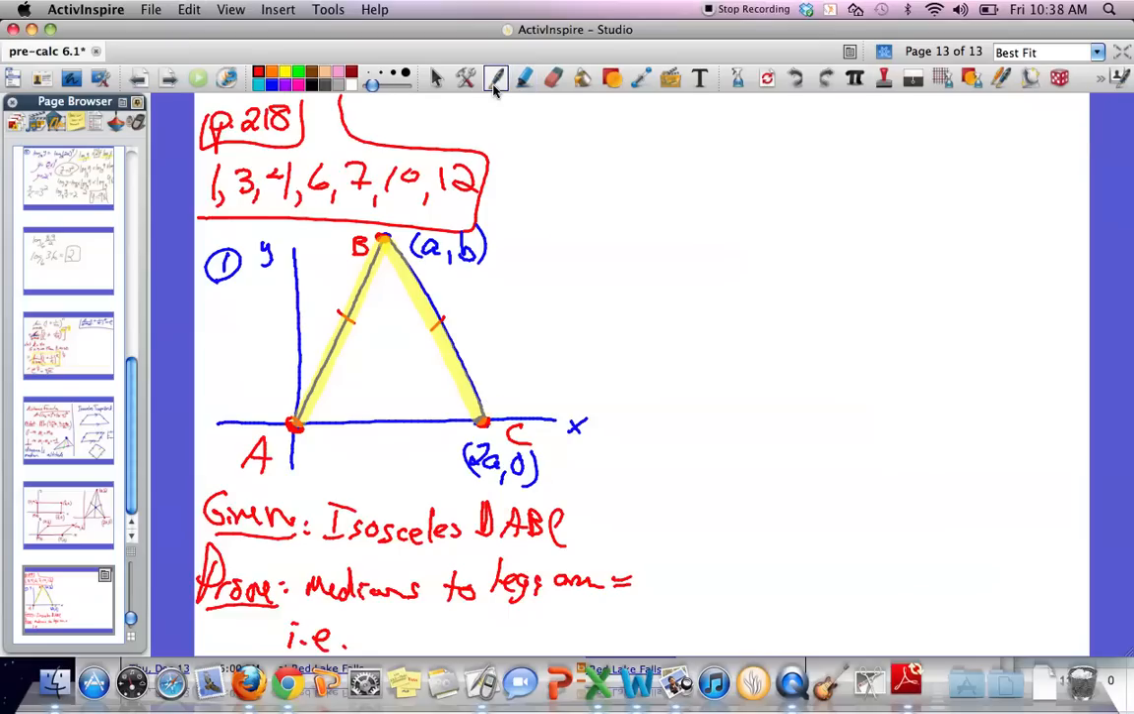So I'm supposed to prove that the medians are equal. Remember, the median is going to go to the midpoint. So in terms of my picture, here's what I'm trying to show. I'm going to call this M, and I'm going to call this N. I need to prove that AM equals CN.